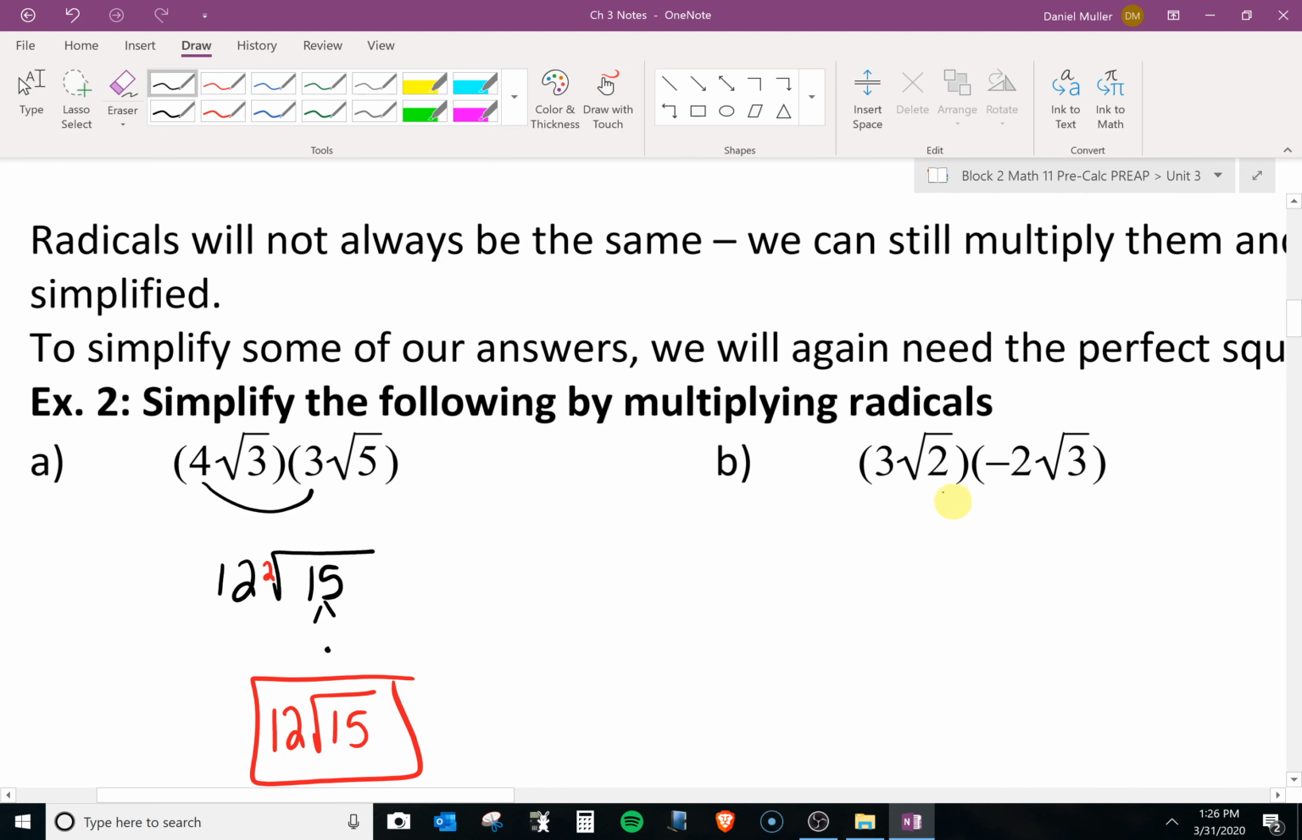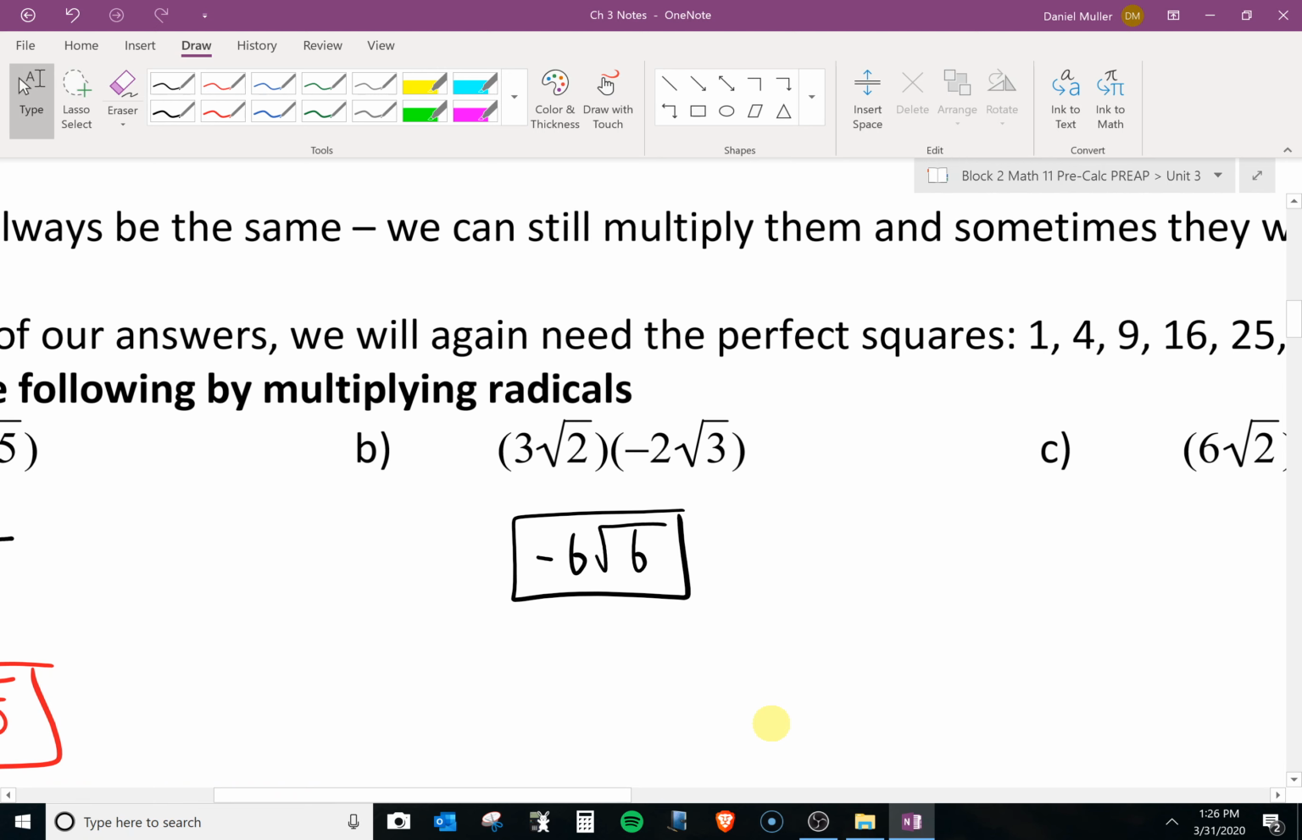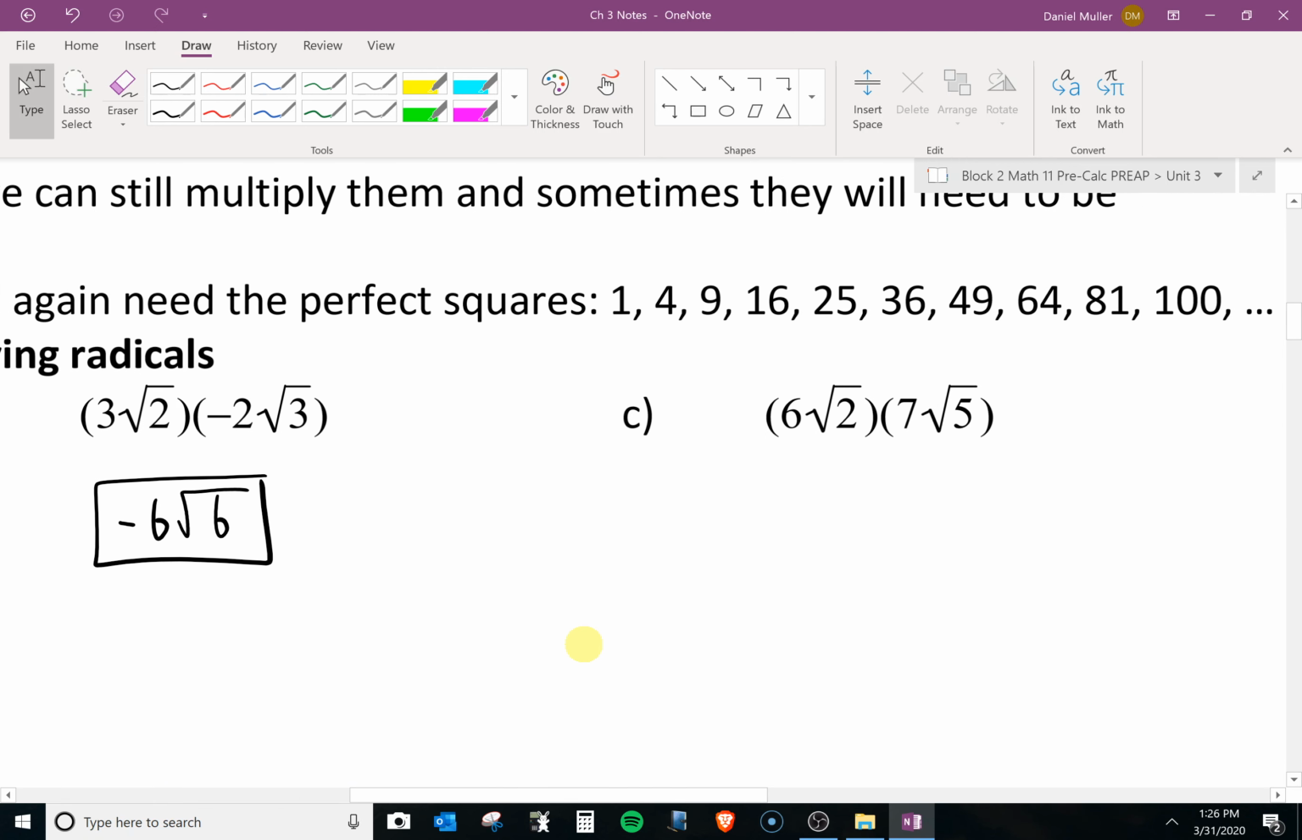3 and 2, those are our outside numbers, 3 and -2, so they'll multiply to -6. And the inside numbers are 2 times 3, which is also 6. So what you would need to do next is just to check to see if this can be reduced. So this breaks down to a 2 and a 3. And I can't break it down anymore, and there are no pairs, so there's nothing for me to do at this point. This is the final answer because there's no reducing possible.